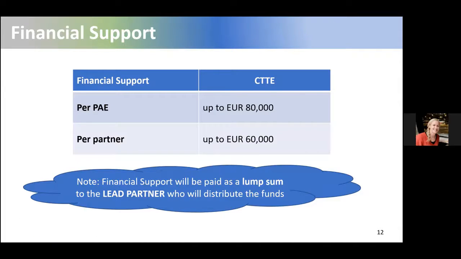The financial support. So the funding is up to €80,000 per Pathfinder experiment, with a maximum of 60,000 per partner. Important to note that the financial support will be paid as a lump sum to the lead partner, and it is the responsibility of the lead partner to distribute the funds among the consortium partners.